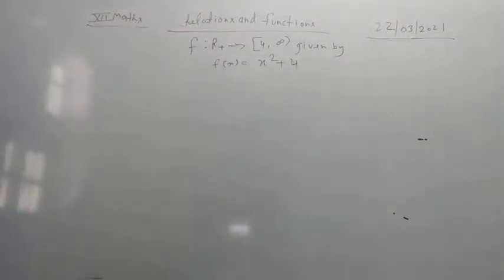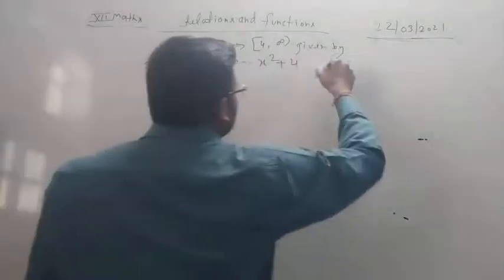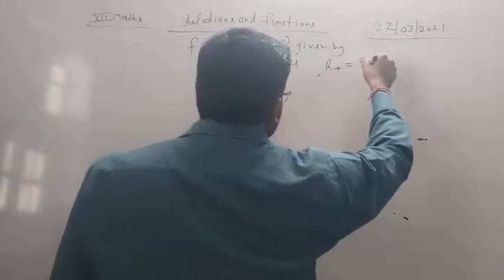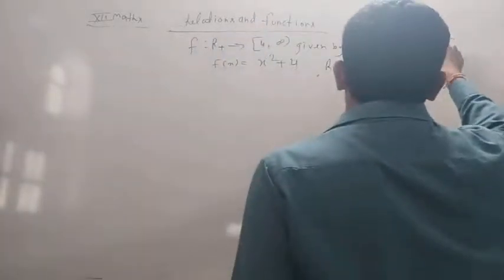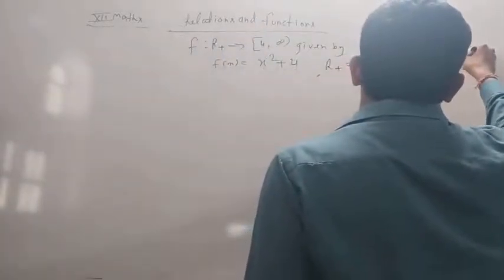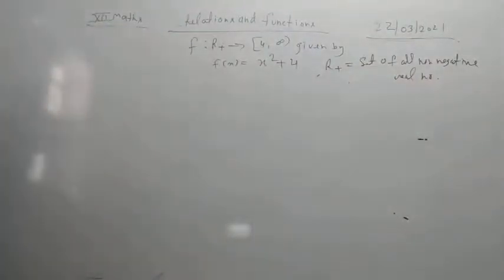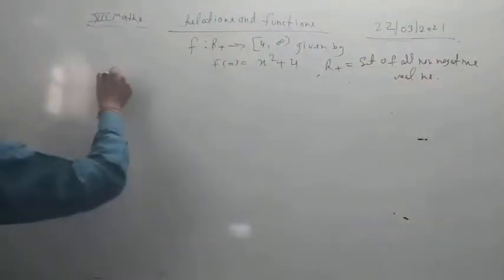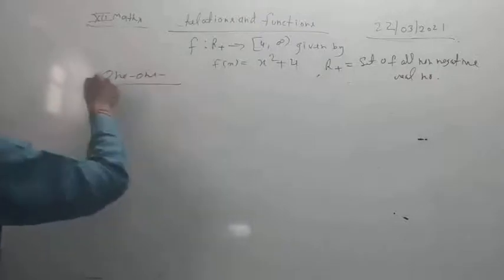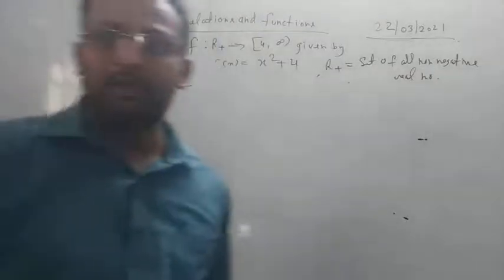Show that f is invertible with the inverse given, where R+ is the set of all non-negative real numbers. Okay, friends, so first of all, we have to show that this is one-one and onto. Then we have to find its inverse.